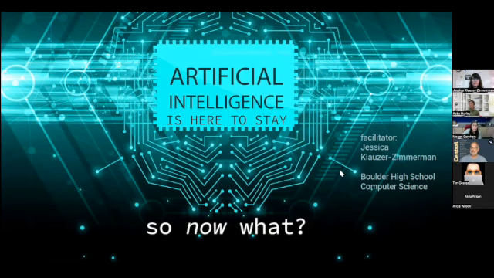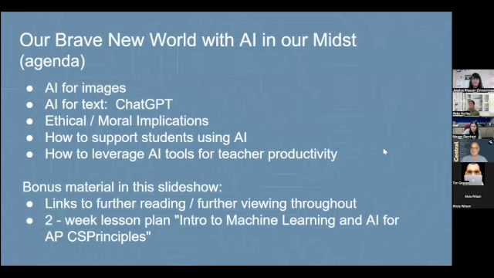So as you were saying, artificial intelligence is here to stay. It's not going to go away, we can make all the rules we want to. So we need to figure out what to do next. So what do we do?